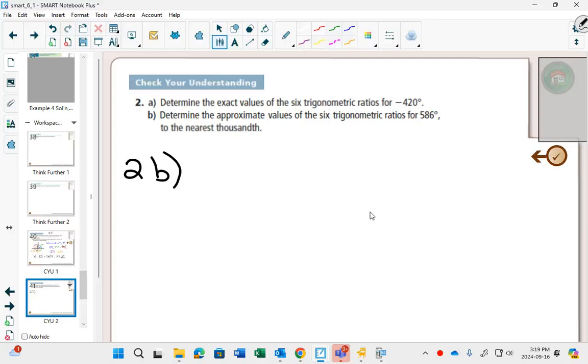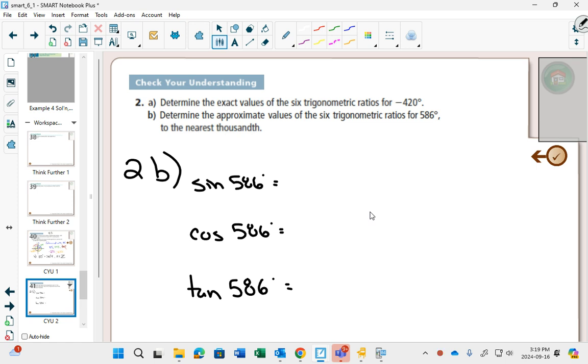Determine the approximate values of the 6 trig ratios for 586 degrees. So they want us to do sine of 586 degrees, cos of 586 degrees, and tan of 586 degrees with our calculator, and also do the reciprocals. So cosecant goes with sine, secant goes with cosine, cotangent goes with tangent.